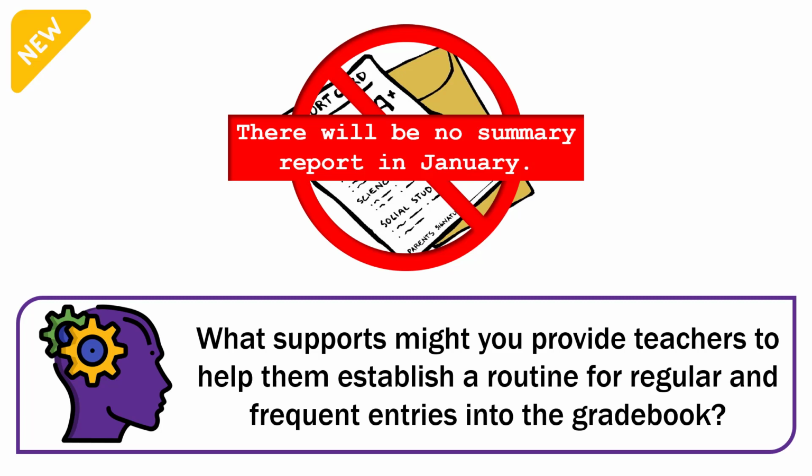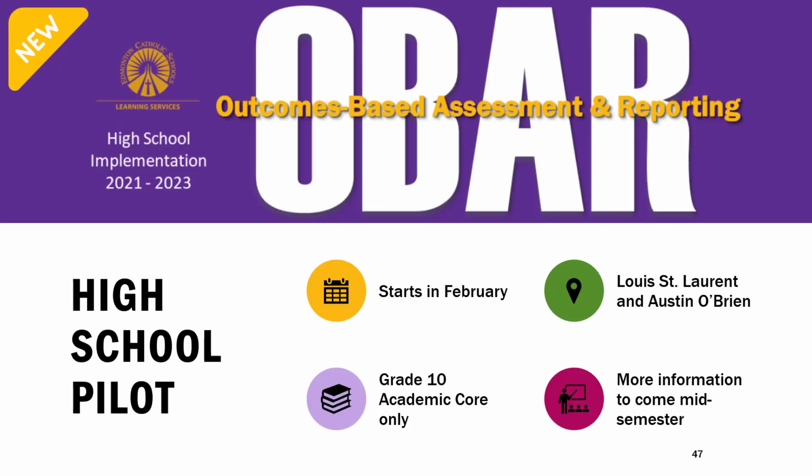And finally, there may have been some murmurings out there about the outcomes-based assessment and reporting pilot for high school. So if you are an administrator at a high school, or if you have friends who are at high school wondering about this, here are a few details. It's going to be grade 10 academic cohort only. We're starting in February, just 2 of our schools. And we've already started the professional learning piece to support the move to outcomes-based reporting. Outcomes-based assessment, we are already well on our way.